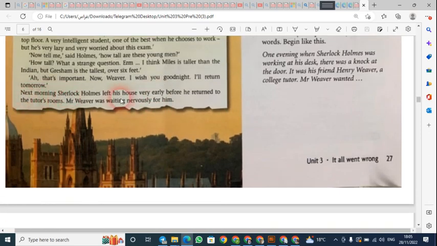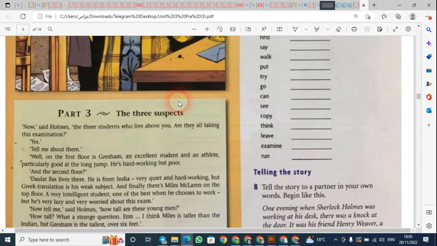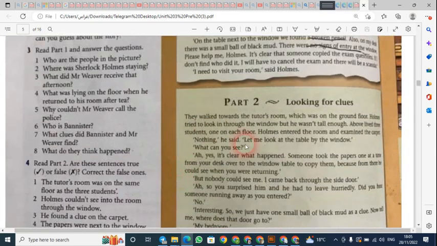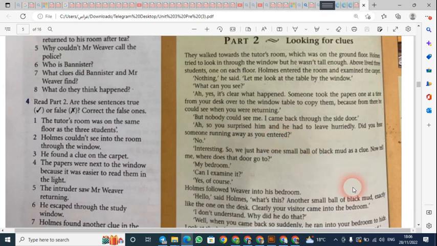Next morning, Sherlock Holmes left his house very early before he returned to the tutor's room. Mr. Weaver was waiting nervously for him. Okay, now we should play the detective role and find out, based on the available evidence, who copied the exam questions. "Thank you for your time. We will discuss all of this tomorrow."